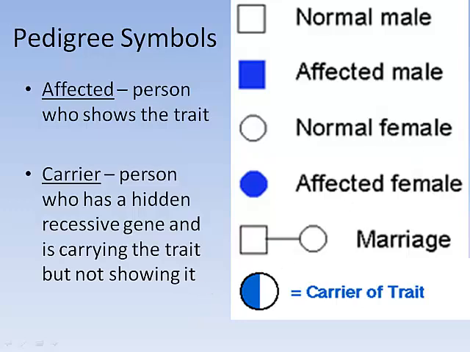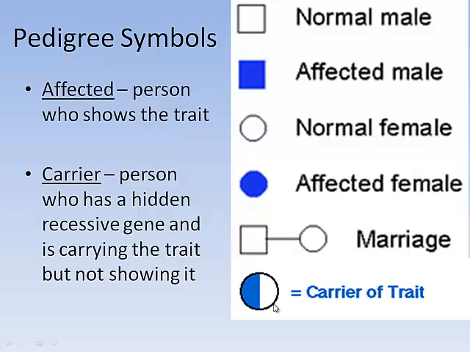Here's the symbols again. A normal male would be a clear square. An affected male would be a filled-in square. A normal female would be an open circle. An affected female would be a filled-in circle. A bar like this indicates a marriage. And if a female or male is half colored in, that means they're a carrier of the trait. We're going to see this mostly in the pedigrees we look at with females because we're interested in sex-linked traits.